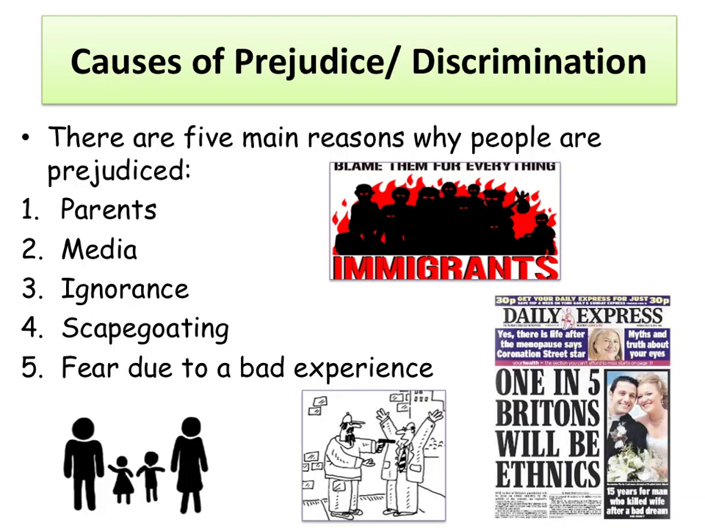At some points in the exam, you may be asked to think about what causes prejudice or discrimination. Now, there are 5 main reasons why people are prejudiced. There may be other reasons why people show prejudice towards others, but the easiest ones to think about are these ones that we have here. So the ones that we want you to know about are parents, the media, ignorance, scapegoating, and fear due to a bad experience. I'll go through each one of these individually in a little bit more detail now.